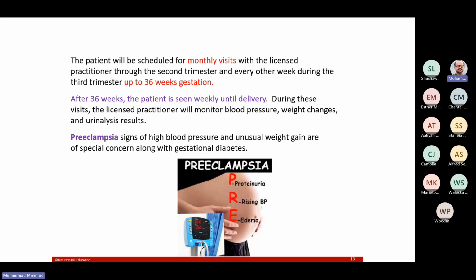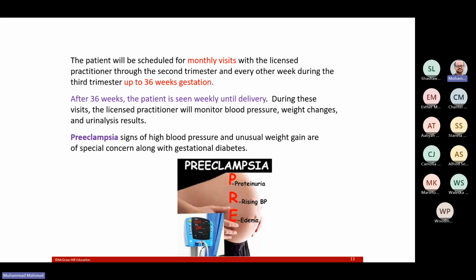The patient will be scheduled for monthly visits with the licensed practitioner through the second trimester and every other week during the third trimester up to 36 weeks gestation. After 36 weeks, the patient is seen weekly until delivery. And during these visits, the licensed practitioner will monitor blood pressure, weight changes, and urinary results.